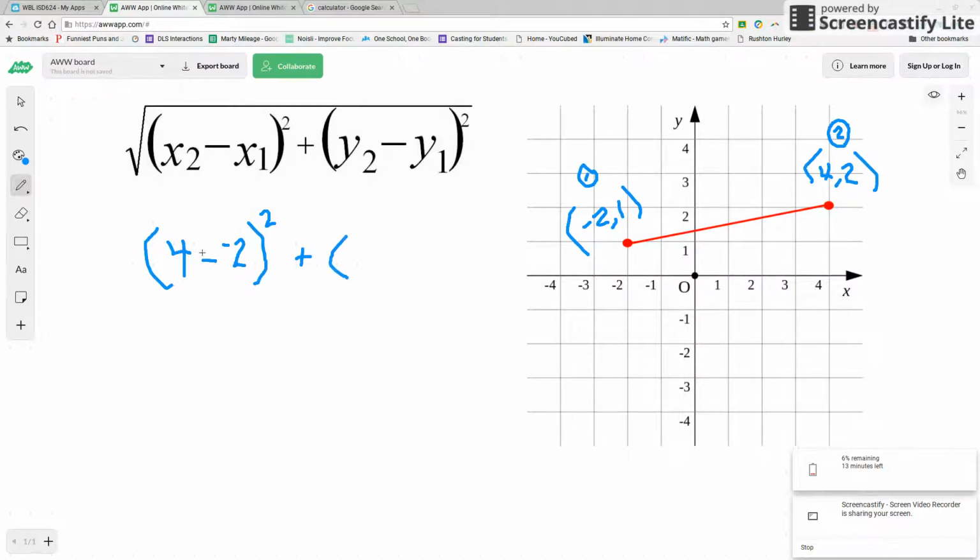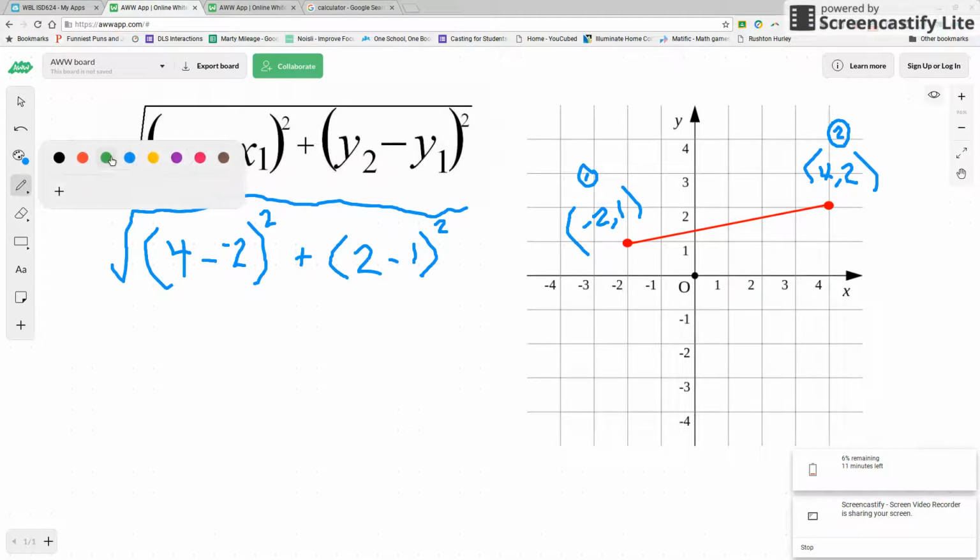We know that whatever that is, we're going to add it on to y2 minus y1. So y2 is 2, and y1, so we're going to subtract it because that's what the formula tells us to, is 1. We know eventually that's going to be squared. And that whole thing, eventually, we're going to have to use this big square root button. All right, moving right along.